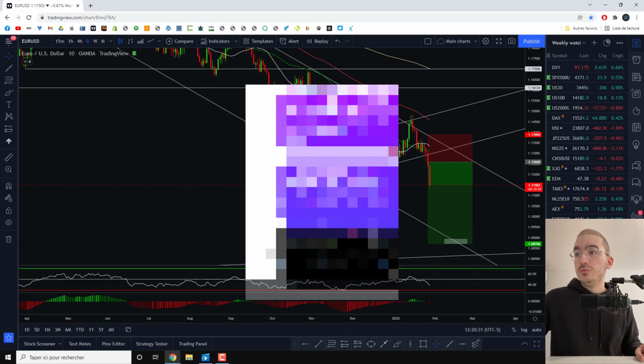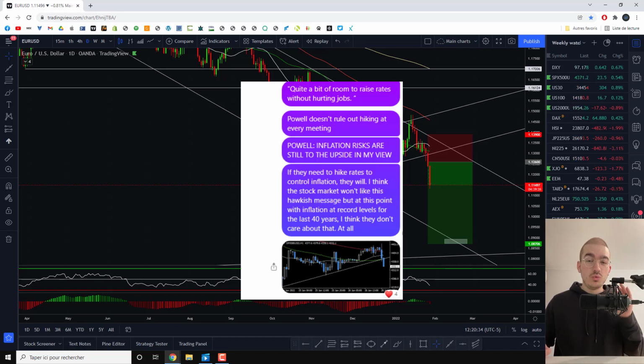After that, quite a bit of room to raise rates without hurting jobs. This was a really, really important comment. So basically, he says that he doesn't really care if the markets are going down right now. The stock market is not really his worry because, at the end of the day, the central bank's goal is not to control the stock market. It's to control employment and to control inflation, to make sure that the economy is running well and that inflation is not running too high. So if inflation is really high, they're going to do everything they can to lower inflation by raising interest rates. And that's basically what they said.